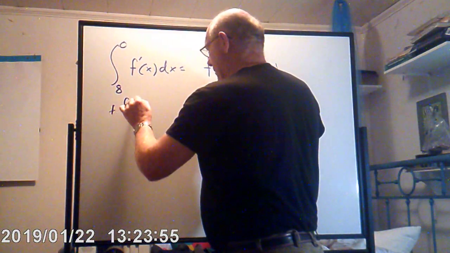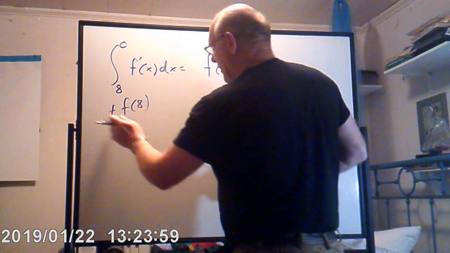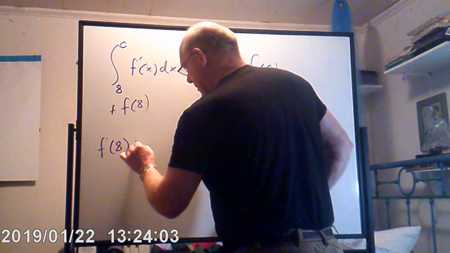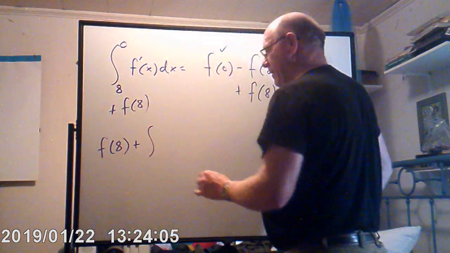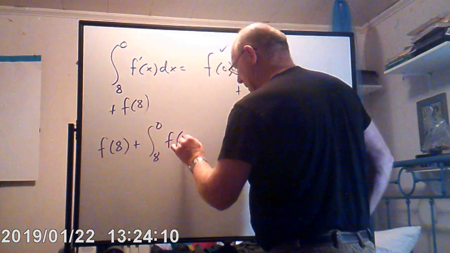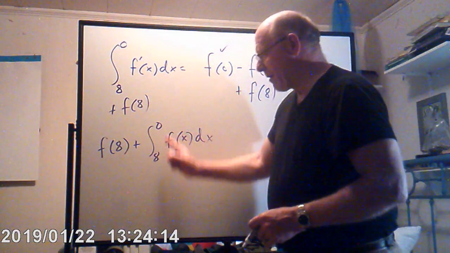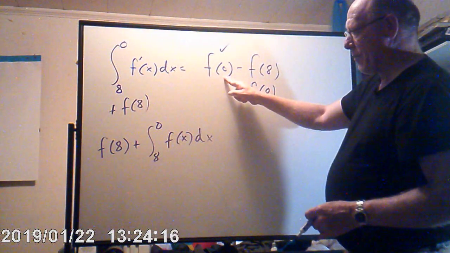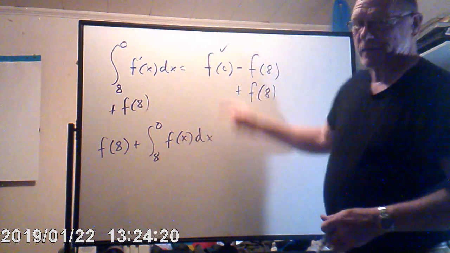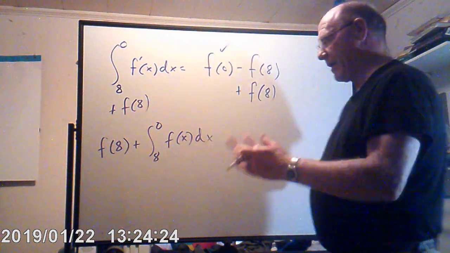Plus F at 8. So now, if I look at it this way, it's F at 8 plus integrating from 8 to 0, F at x dx. To know that, you've got to work backwards, because you want to get back to F at 0. That's about the best explanation I can give you on that one. You've got to get back to it.